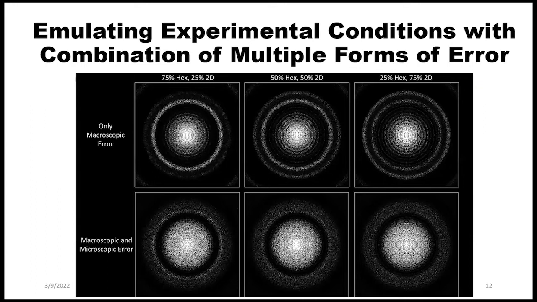Here, when we fabricate a hydrogel, we don't have a perfect crystal. So it is always a combination of hexagonal or 2D structure. So with our simulation, we can see what kind of combination provides what kind of diffraction. So here we are showing different diffraction patterns for different mixes of configuration.